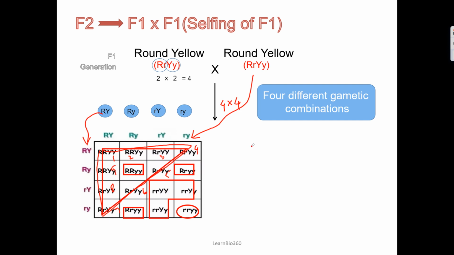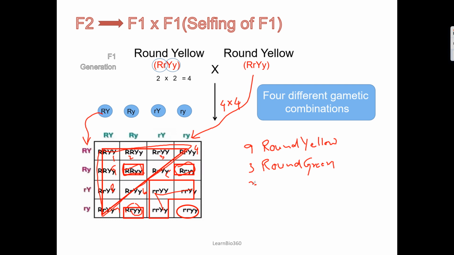So these 9 are round and yellow. And those represented in rectangle shape, 2 and 3, these 3 are round and green. You can see in all these cases there is small y, small y, so it is round and green.